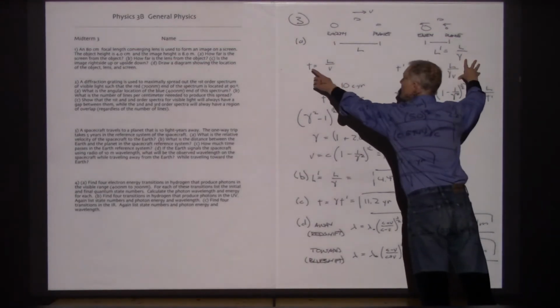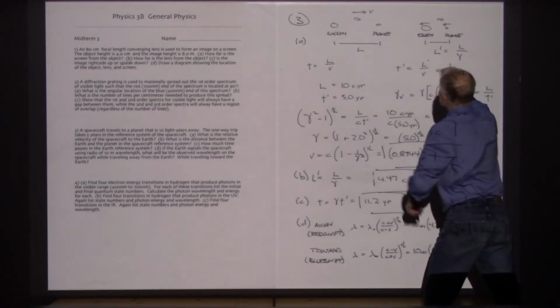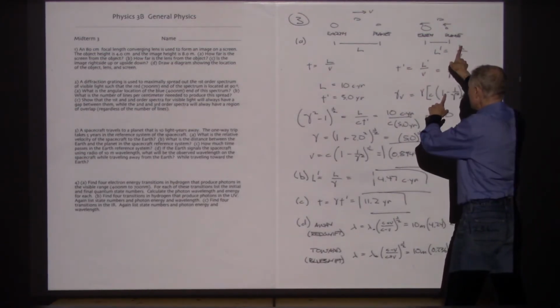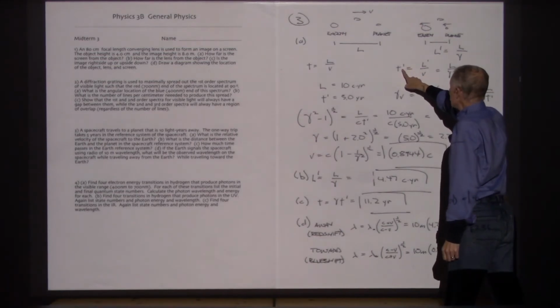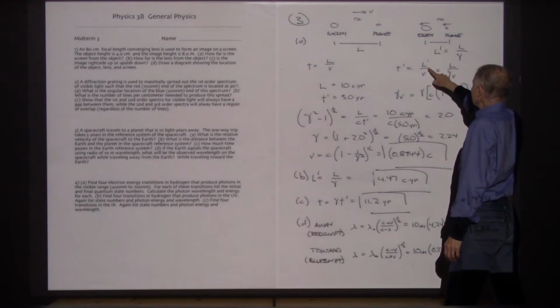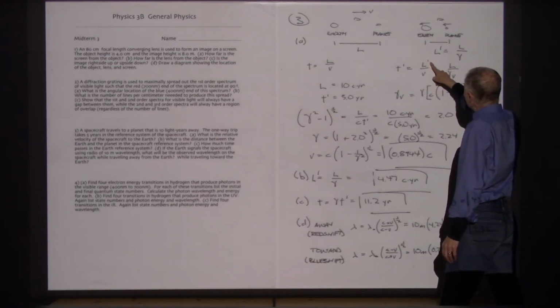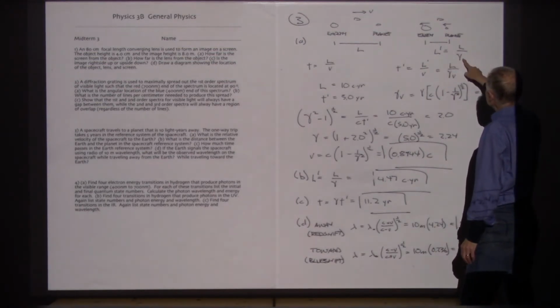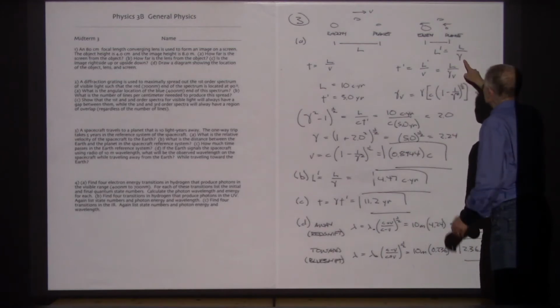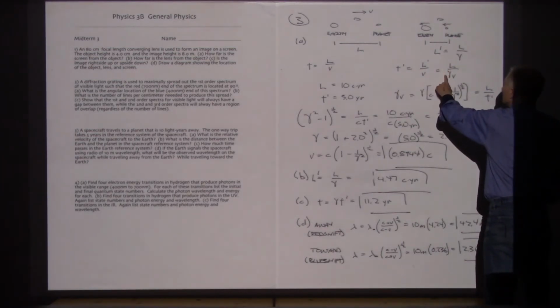So just the same way we wrote T is equal to L over V here, we can write T prime in this other reference frame. The time that passes here between the events is equal to the distance between the events divided by the speed. Now, L prime I don't know, but I can write that as L over gamma. So that gives me T prime is equal to L over gamma times V.